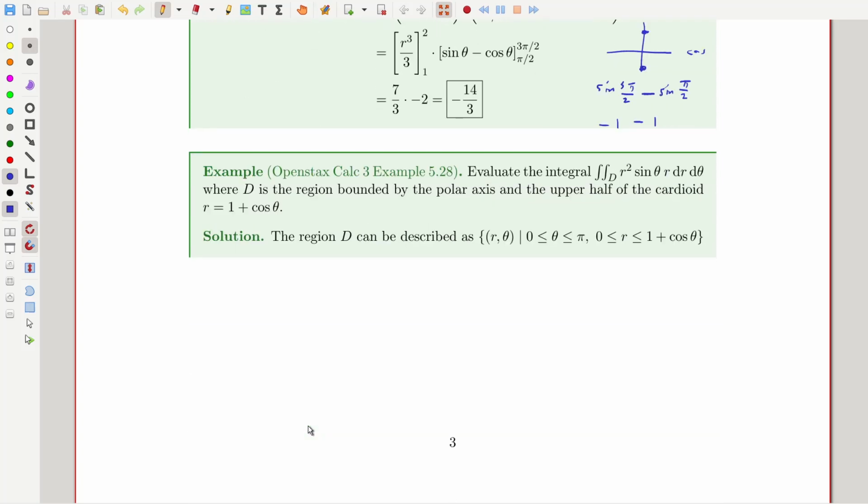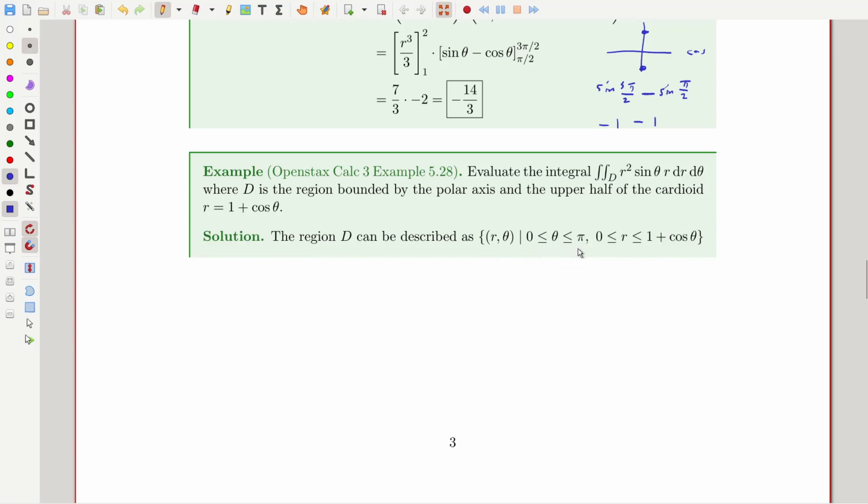Let's see. This one. Yeah. Okay. This one is, I believe, the one where it has to be done as an iterated integral. The thing that makes it necessary to do this as an iterated integral is that we don't have a polar rectangular region. We actually have a dependency between r and theta when we set up the integrals. So, our function is r squared sine theta times r.